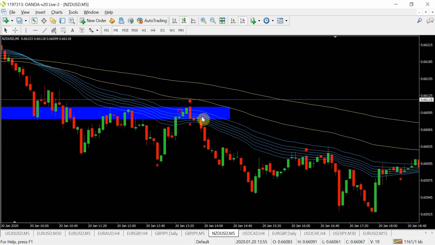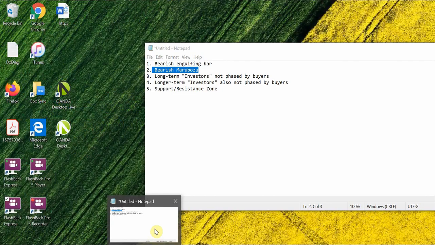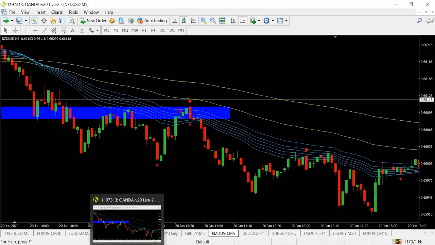But just so you know, we've got a bearish engulfing bar and it's also a marubozu bar. How strong is that as a signal, that it's bearish engulfing and a bearish marubozu? So you've got two things happening there, but again, that's still not the main reason to take this trade.